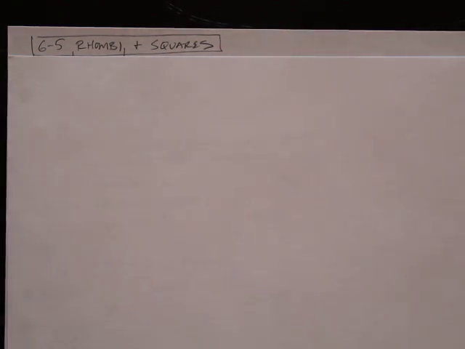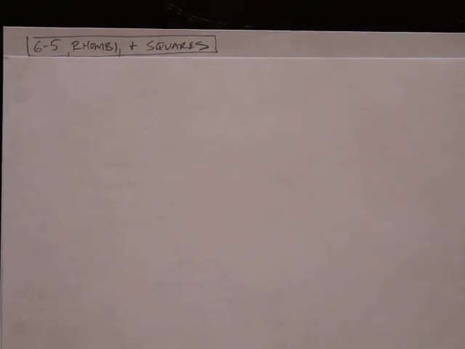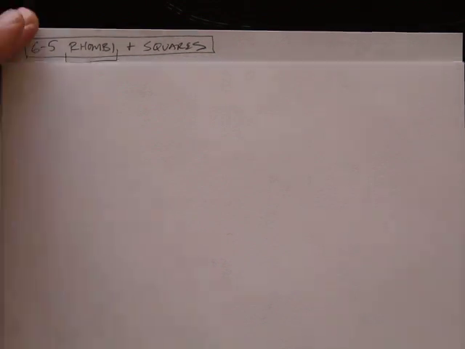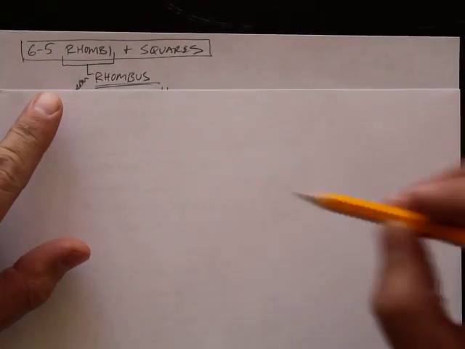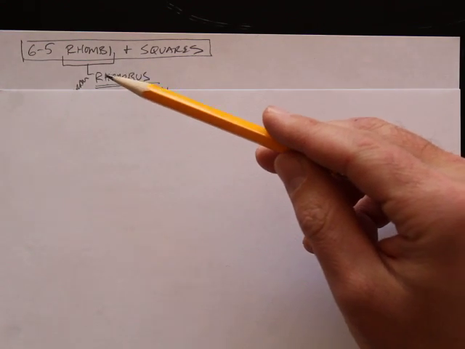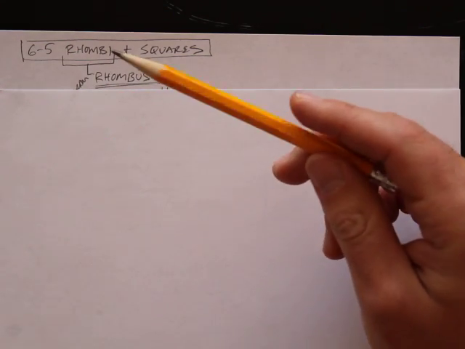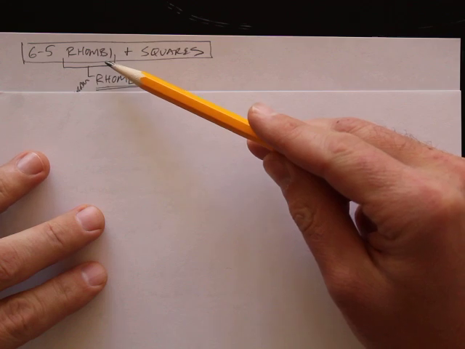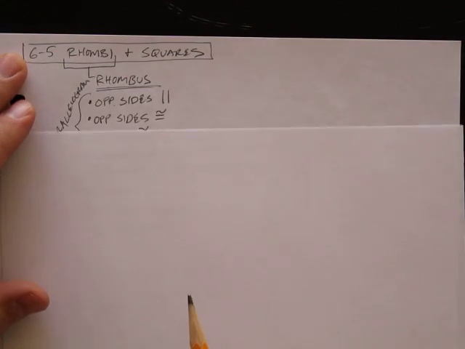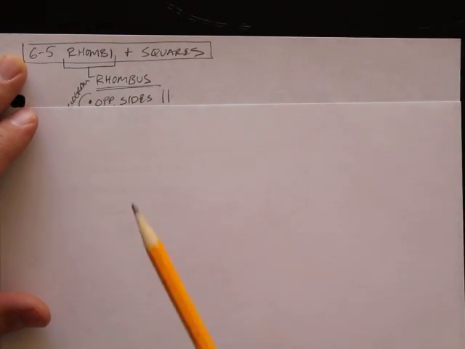Geometry 6-5, rhombi and squares. So the singular version of rhombi, like octopi, is a rhombus. A rhombus is a parallelogram.